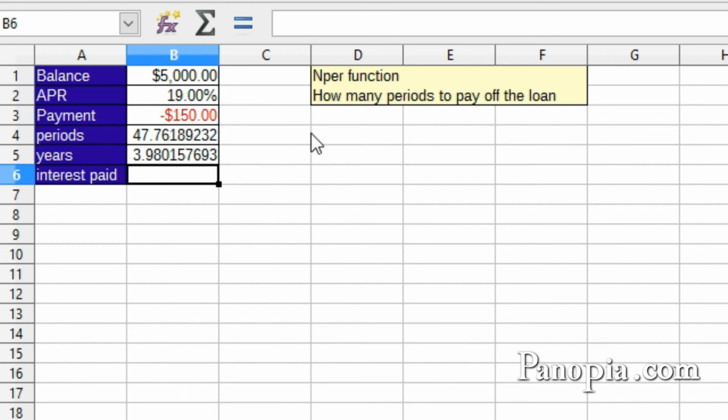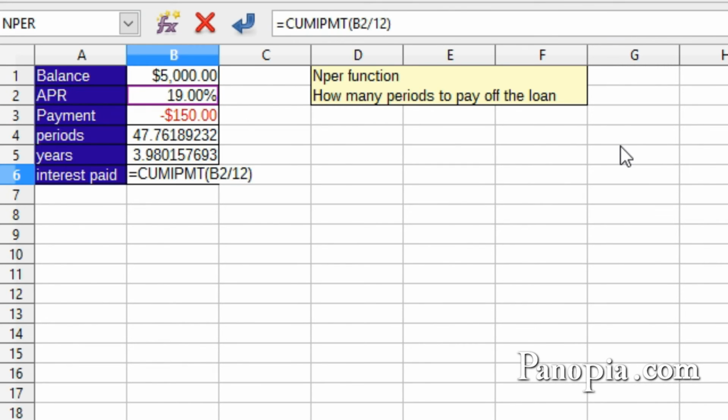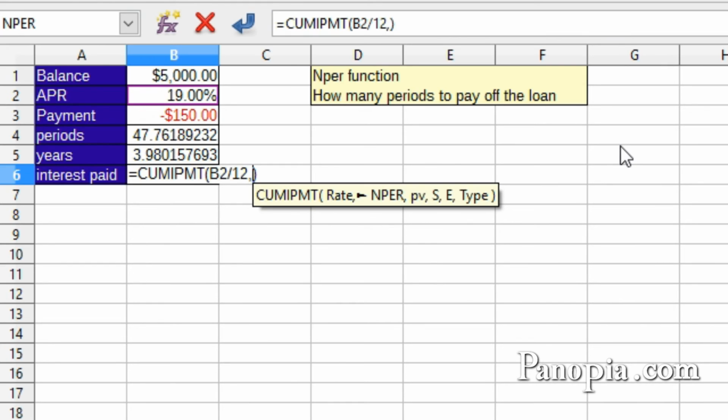How much interest would you pay by then? Let's find out. Into B6 type equals, then CUMIPMT, the cumulative interest payment function. Press enter. First parameter is the rate. Click B2. And this is divided by 12 for the periodic interest rate. Comma. The number of periods. Click B4. Comma. The present value. This is the balance. Click B1.